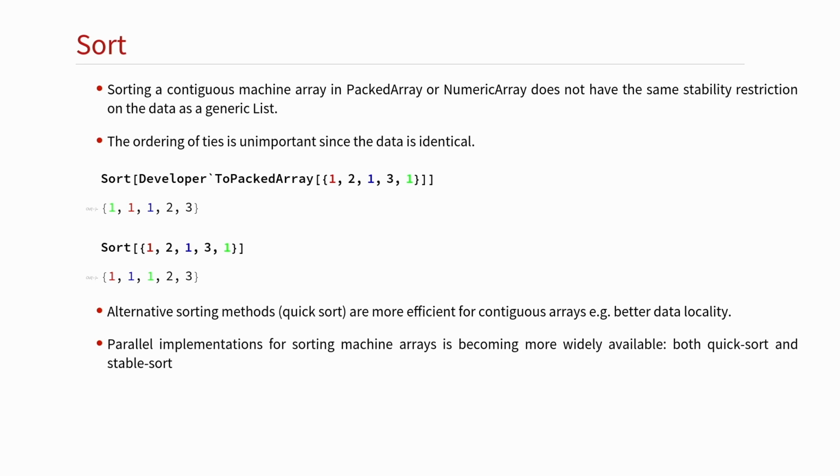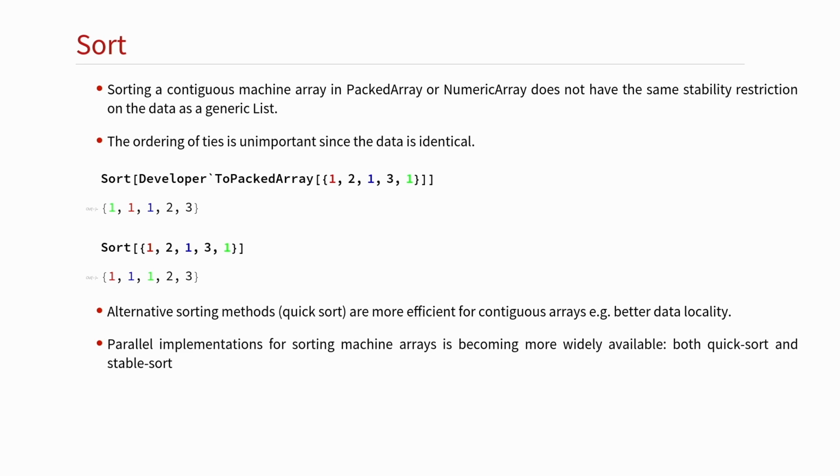It doesn't really matter if this 1 comes in the first position, the second position, or the third position. It's just a 1 in the machine array. So this one doesn't necessarily need to come first. It doesn't need to be a stable sort anymore, because I'm just sorting this array of data. So that means that we can now use alternative sorting methods. We use a quicksort method now, which is much more efficient for contiguous arrays because it has better data locality.